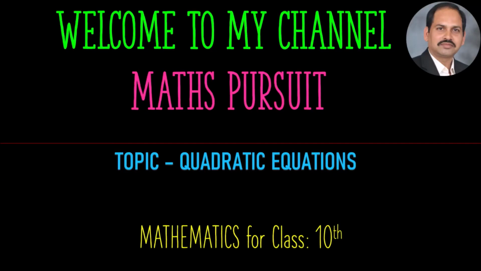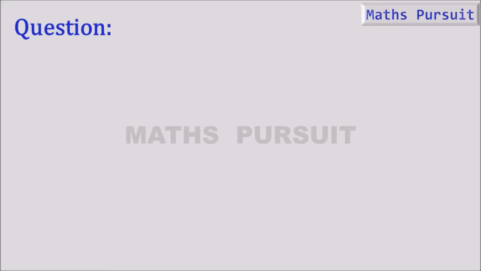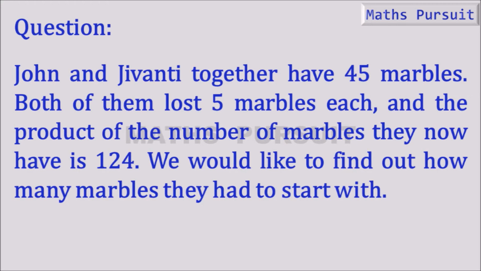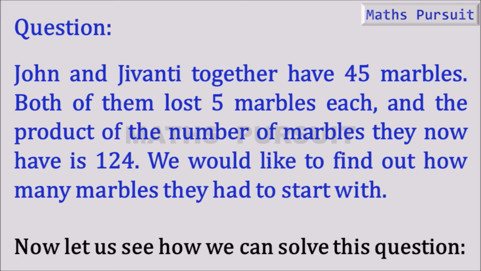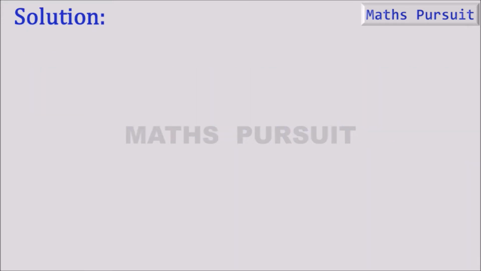Today under the topic quadratic equations, let's see what exactly we have in the question. It is given that John and Jivanti together have 45 marbles. Both of them lost 5 marbles each and the product of the number of marbles they now have is 124. We would like to find out how many marbles they had to start with. Now let us see how we can solve this question. Now moving on to the solution.